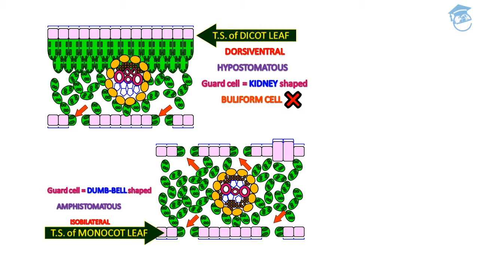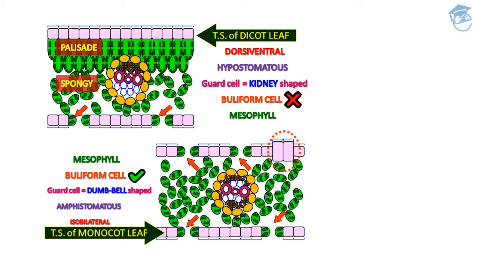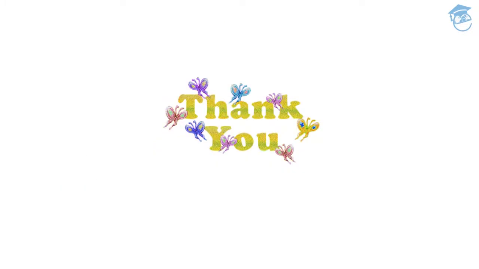The bulliform cells are not found in dicot leaf, whereas bulliform is a characteristic of monocot leaf, as you can see this. And mesophyll cells are present in the form of palisade and spongy in case of dicot leaf, whereas in monocot leaf, mesophyll is in the form of spongy. So this was all about it.